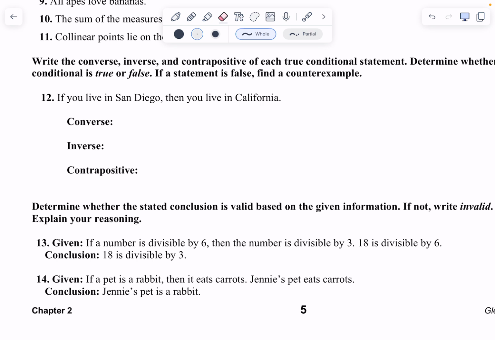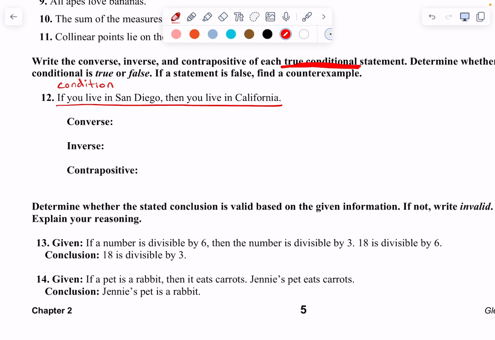Okay, number 12. Let's do this together. Here we go. This guy is already in the PQ if-then format. What's that first statement called? Conditional. This is already the conditional, and it says we are assuming that the conditional statement is true. So if you live in San Diego, then you live in California. That is true, right? Conditional goes P, Q.